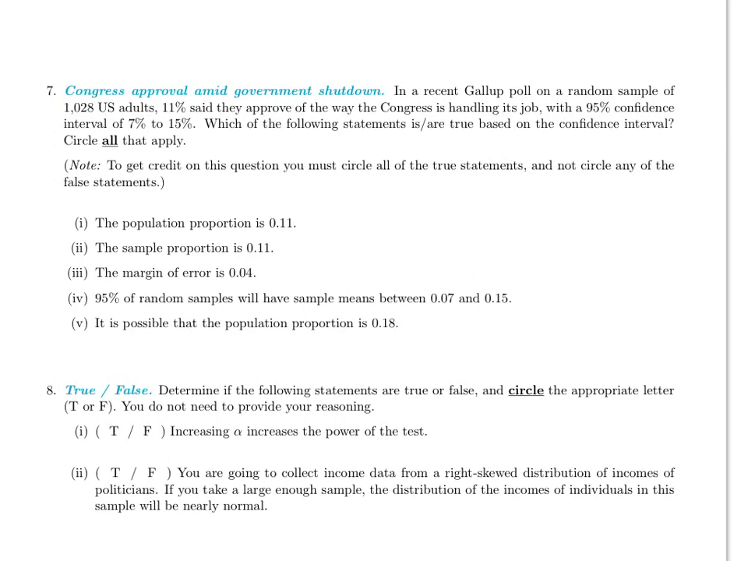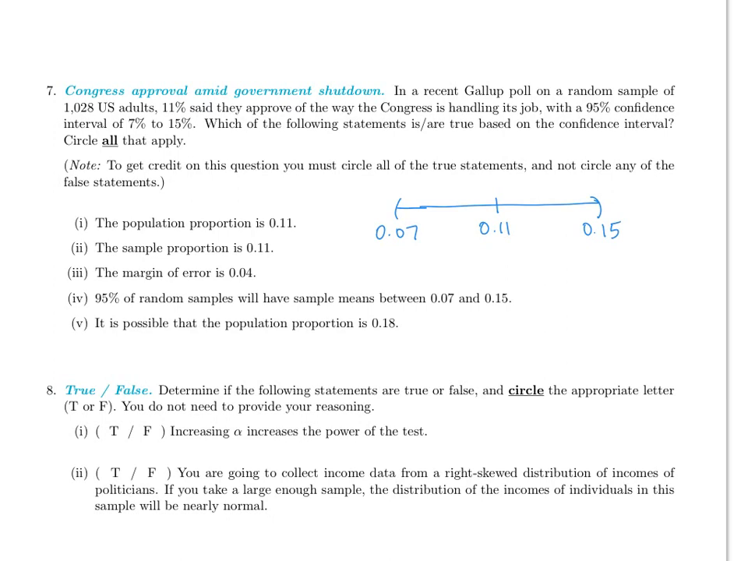Okay, so we have a random sample of some 1,000-something adults. 11% say they approve of the way the Congress is handling its job, and we have a 95% confidence interval from 7 to 15%, right? So 0.11 is in the center, lower bound is 0.07, upper bound is 0.15, right?